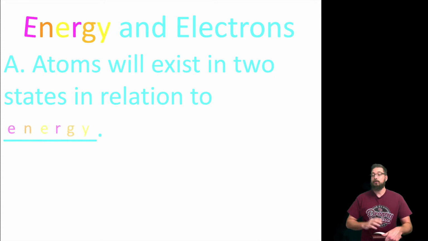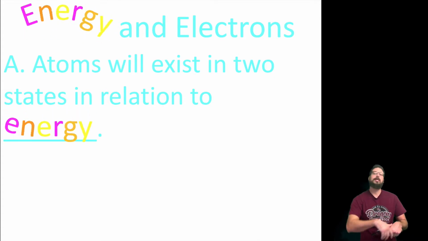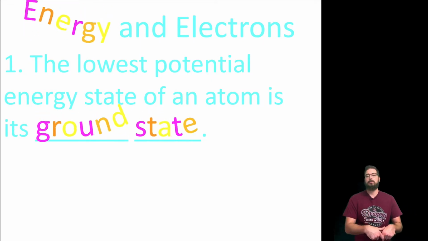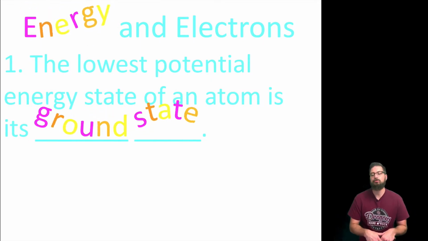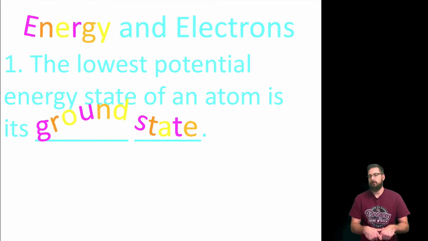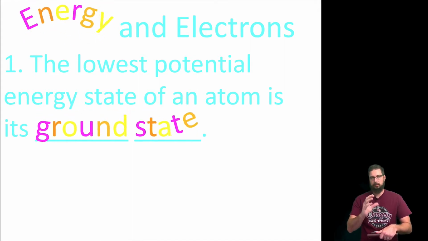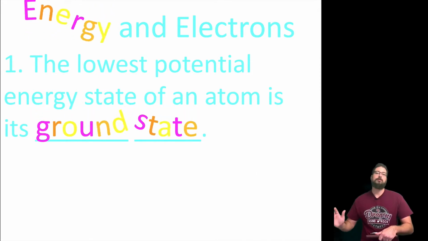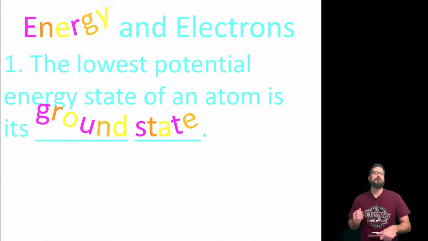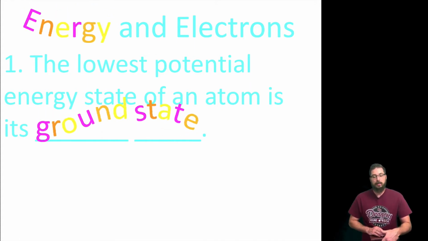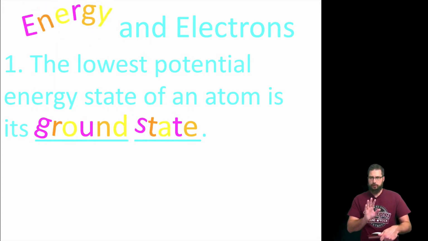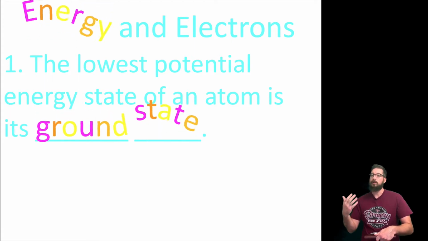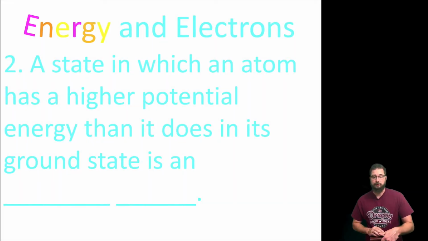And so atoms will be able to exist in two states in relation to energy. The first state is the lowest energy state of an atom, and it is called the ground state. And so the ground state of an atom is the lowest energy possible that the electrons can be in. And so your normal electron configuration will show the ground state electron configuration. Now, again, I want to just say this again. Ground state electron configuration is the normal electron configuration that we have gone over so far in class.